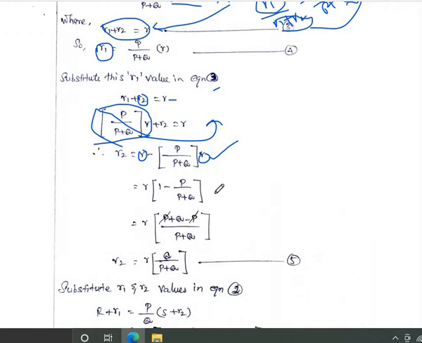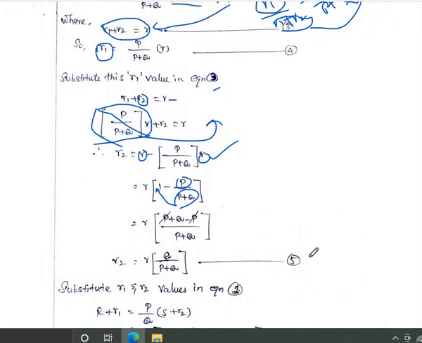And you can take LCM, because in the denominator there is no option in the one column. So you can take an LCM. So P plus Q, because that value should be multiplied by the numerator, and the same value will be available here. So P plus Q minus P by P plus Q. Here positive P and negative P cancel, both cancel. So R2 equals R into Q by P plus Q.